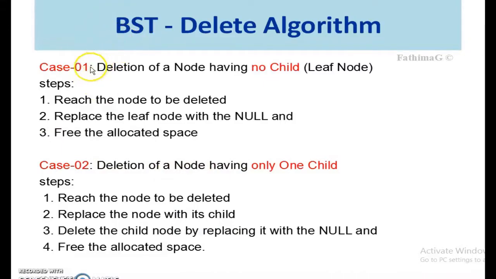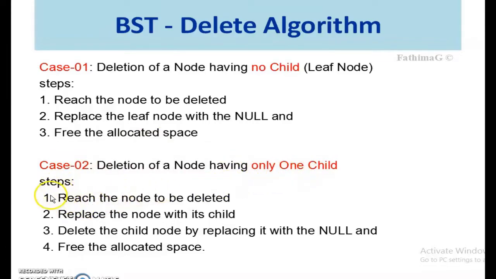First, consider the case 1 where the deletion of a node having no child, that is the leaf node, is to be done. Deletion process is simple in this case. The first step is reach the node to be deleted, replace the leaf node with null, then free the allocated space.